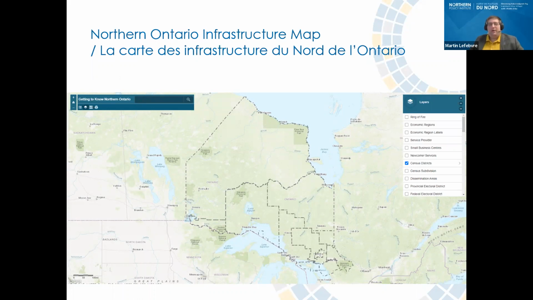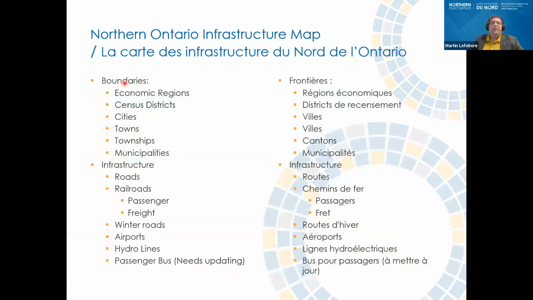But what layers do we have? Well, we have the various boundaries: economic regions, census districts, cities, towns, municipalities, townships. We have infrastructure: roads, rail. We also differentiate between passenger and freight lines. Winter roads, which are very important for communities that are remote and rural. Airports, hydro lines, passenger bus services.